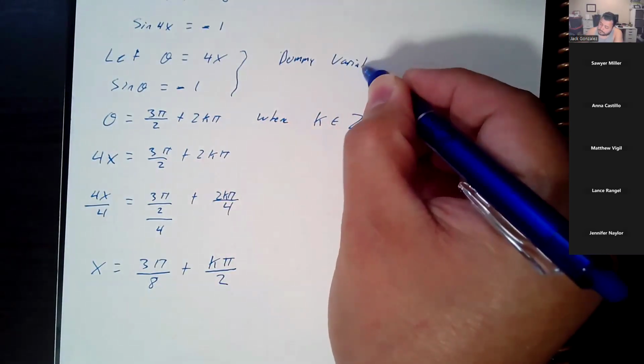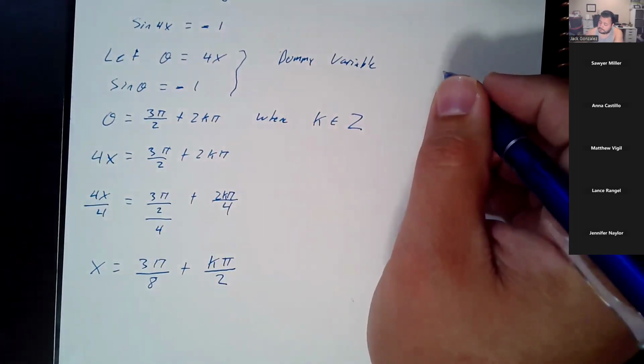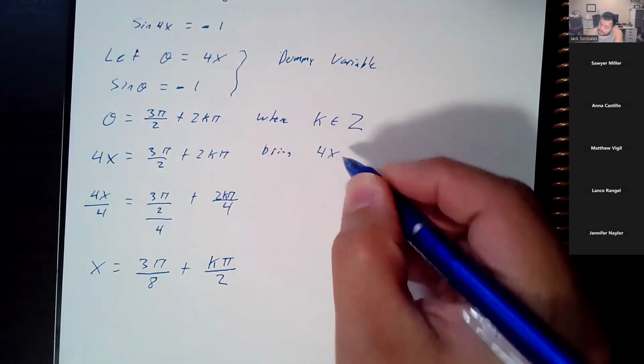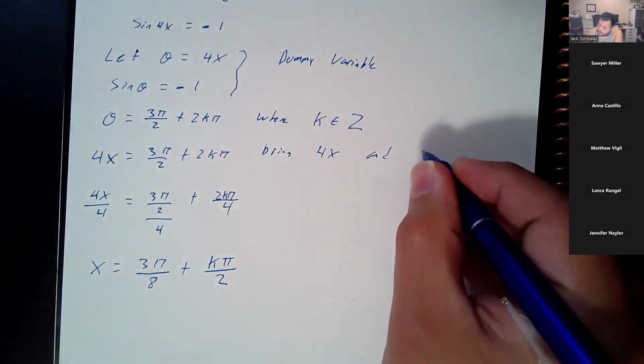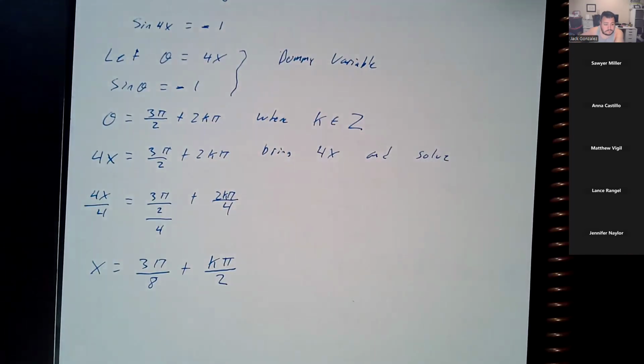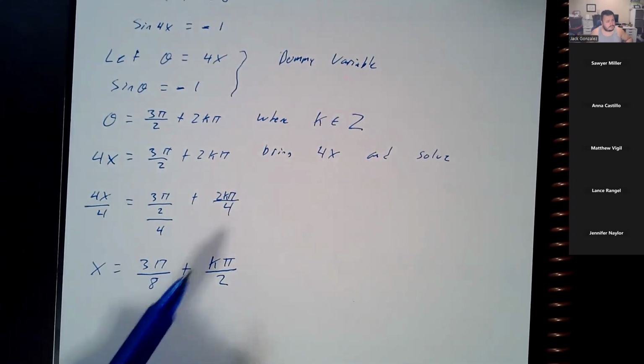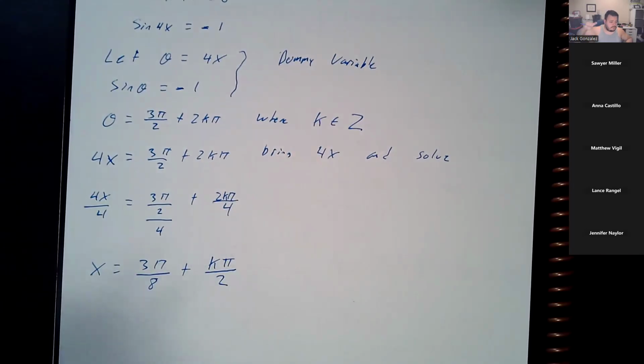There's a dummy variable to make it simple. Bring back 4x and solve. So now we have the actual solution set: 3 pi over 8 plus k pi over 2. We'll get another answer each time. Thankfully, we don't have to find the specific ones and we can just stop there. Are there any questions on what we did, or the algebra?